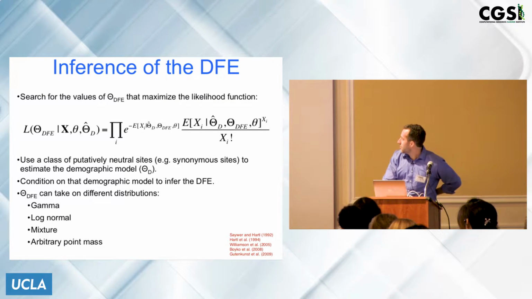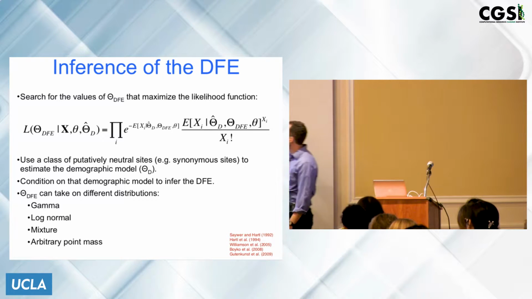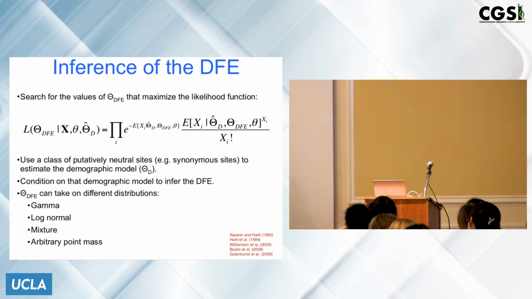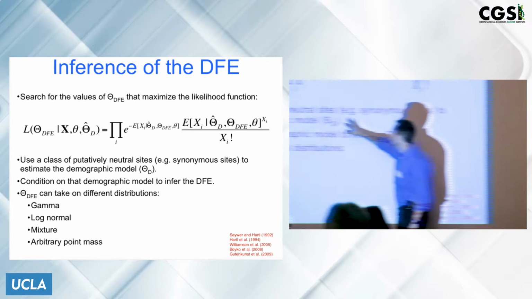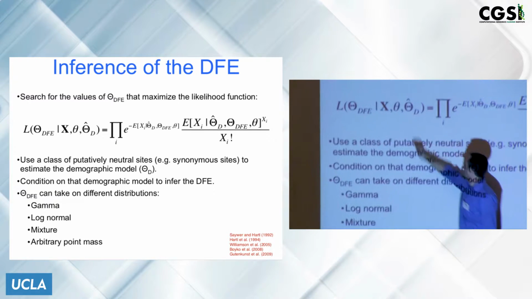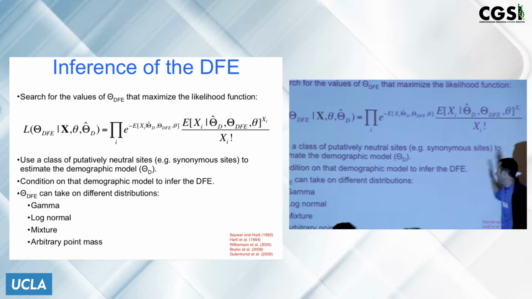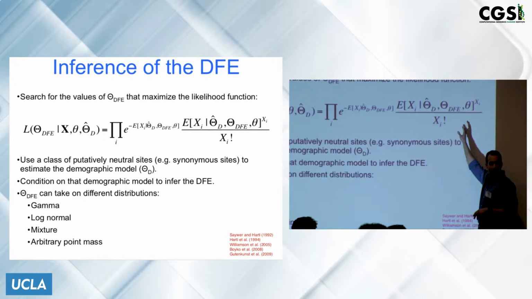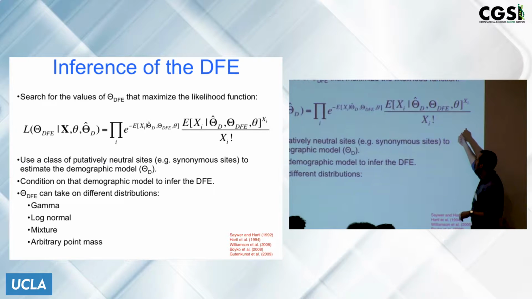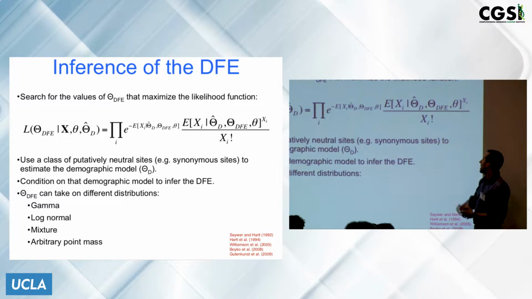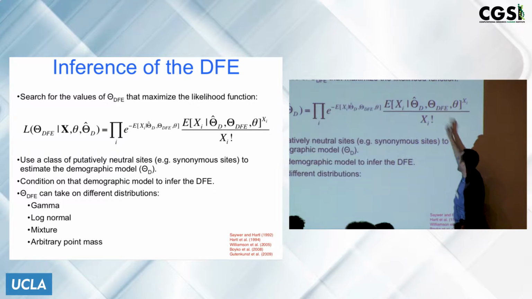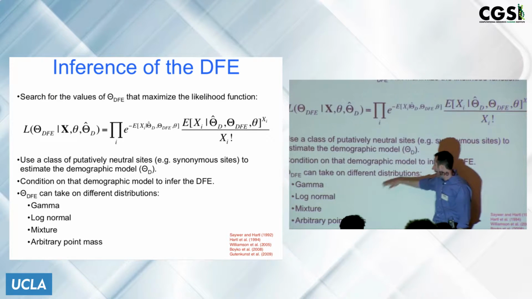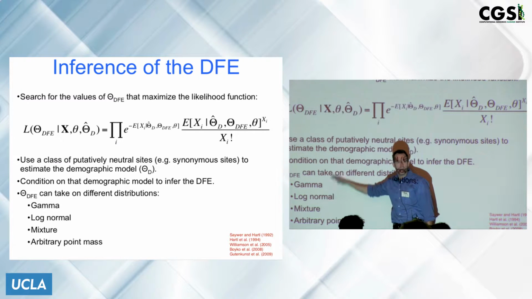So how do we actually apply this? The idea is we use essentially the synonymous sites to estimate this demographic model here, the theta d. And then we keep those parameters fixed. And then we take the frequency spectrum for the non-synonymous sites and then infer the parameters of the distribution of fitness effects here.